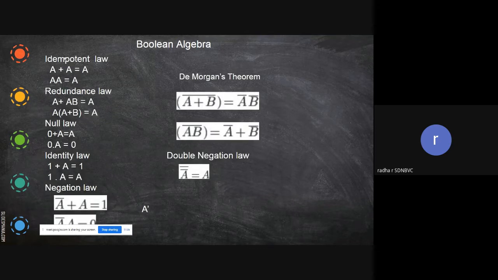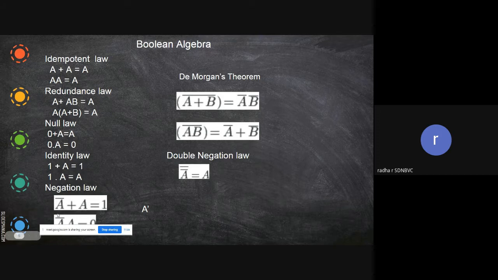And this is another law, the idempotent law: A plus A equals A, and A dot A equals A, because it depends upon the value of A. Then the redundant law: A plus AB equals A, and A into A plus B equals A. Null law: 0 plus A equals A, since it depends upon A. A dot 0, since it is multiplication, whatever may be A, it will be 0. Identity law: 1 plus A is equal to 1, and 1 dot A depends upon the value of A. Because this is a plus symbol, that is summation, and 1 is already there, the answer is 1.